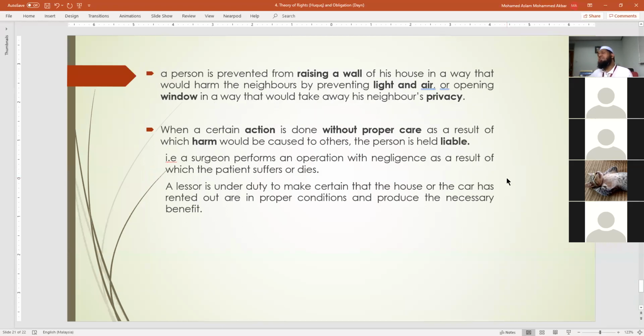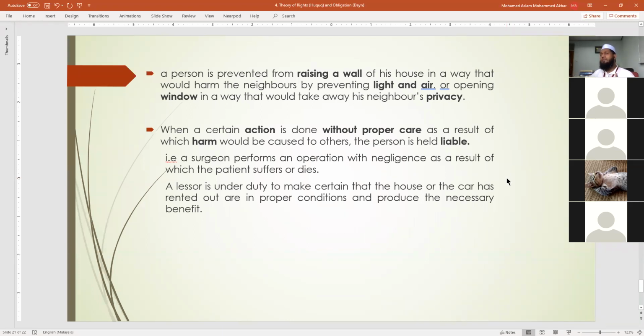A person is prevented from raising a wall of his house in a way that would harm the neighbors, by preventing light and air, because this is also a kind of abusing right that today we are experiencing. If you say it is up to you that you can build anything you want, but I cannot build something which is harming others, even though I'm building in my own place. I'm not building something in your place. I'm building in my own place.